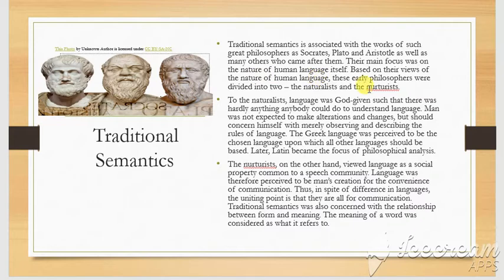They were divided into two groups: naturalists and nurturists. The naturalists were of the view that language was a God-given entity, something divine, and man was not expected to make any change, but should concern himself only with observing and describing the rules of grammar. The Greek language was perceived to be a divine language at the beginning, but later Latin became the focus of philosophical analysis. The nurturists, on the other hand, considered language a social property. Language was perceived to be a creation of man for the convenience of communication. This is the traditional approach.